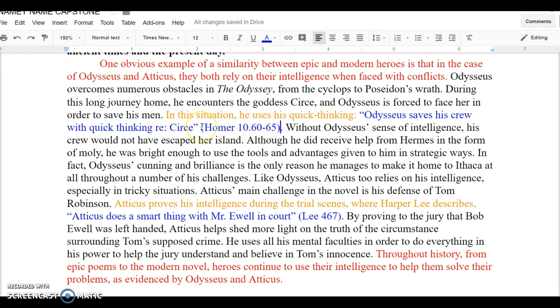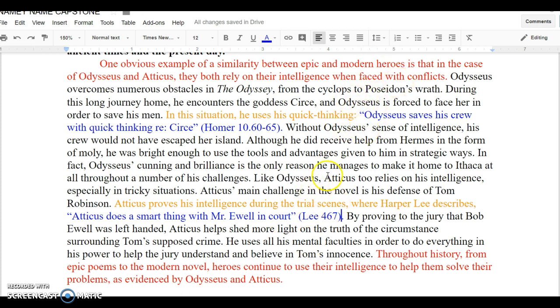And then you're going to turn your other one blue, because you should have a To Kill a Mockingbird quote in here as well. Atticus does a smart thing with Mr. Ewell in court, but in yours it would be the real quote, Lee, and then space, and then your page number. So you're going to turn those blue. So you should have two parts that are blue.